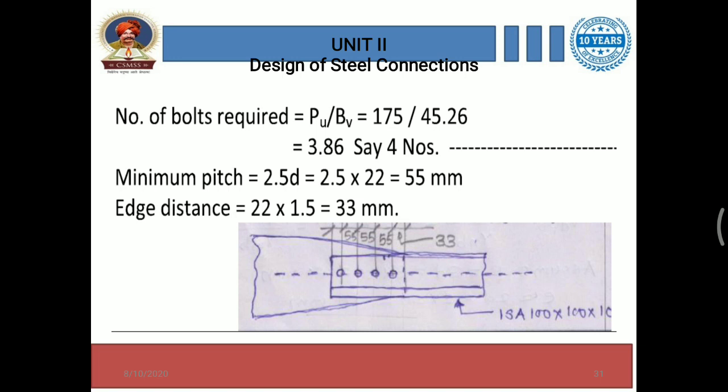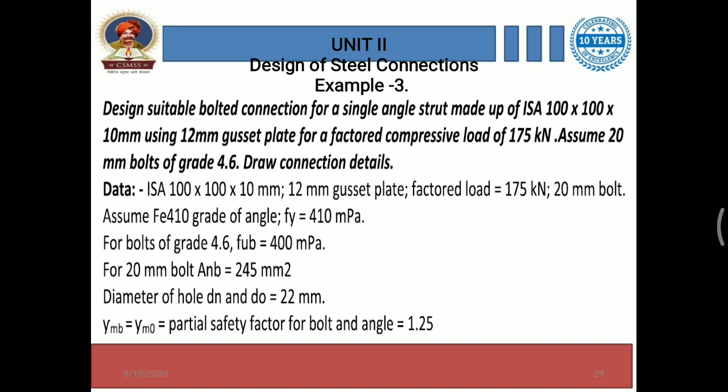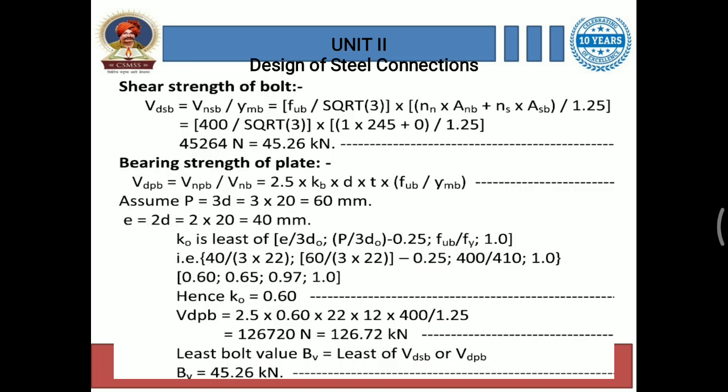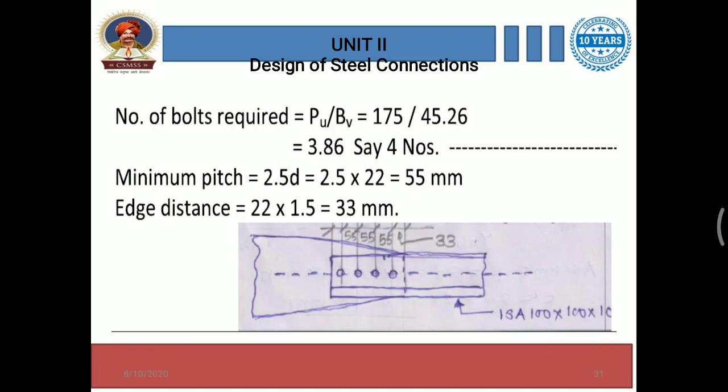Again, this is the ISA given, which is connected to this gusset plate, which has 20 mm thickness. Okay, I think 20 or 12 mm, I think 12 mm gusset plate. And the 175 load is applied along these bolts. So this is a simple example. You have to remember these main 2 formulas, VDSB and VDPB, and some conditions for Kb, then the formula for the number of bolts required, and the minimum and maximum conditions of pitch and edge distance. Okay, so this is all about the third example from the design of bolted connections.